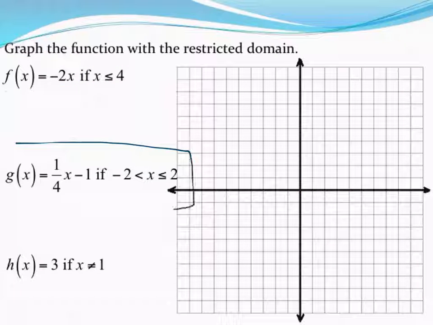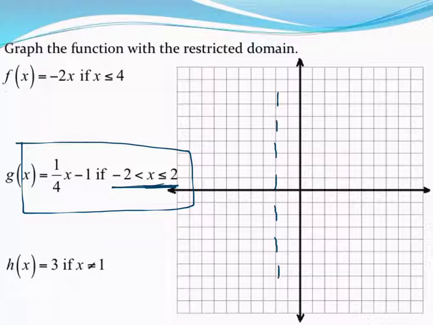This time I want to graph the line g of x equals 1/4 x minus 1, but only when x is greater than negative 2 and less than or equal to positive 2. So this time I've got 2 invisible walls to draw, 2 barriers. I've got a barrier at negative 2, something interesting will be happening there, and then a barrier at positive 2, so I'll go ahead and draw that in as well. This time we won't even have a ray, since I have 2 walls I'm going to be between. I only have a segment this time.